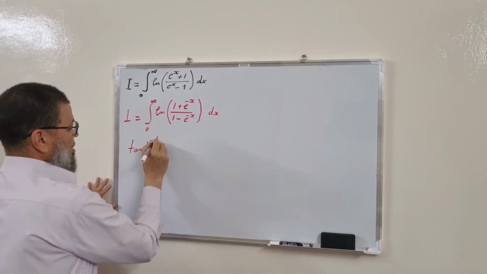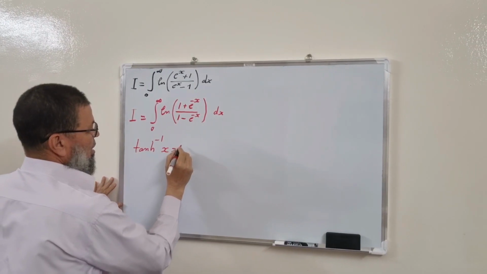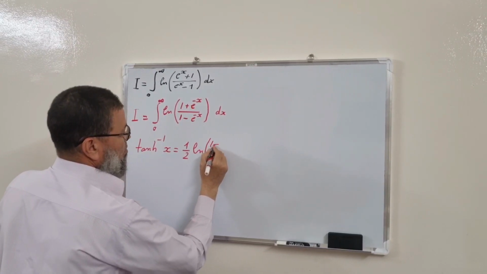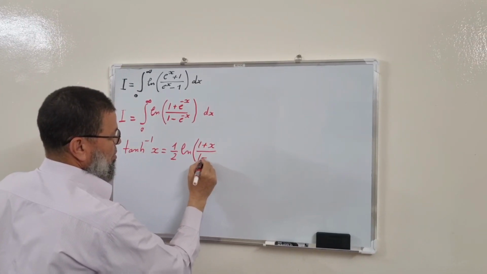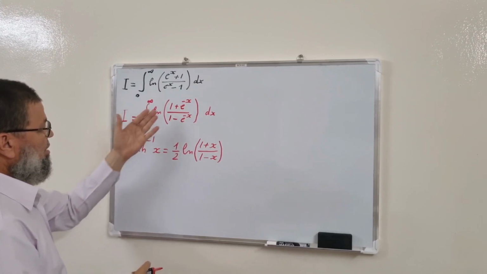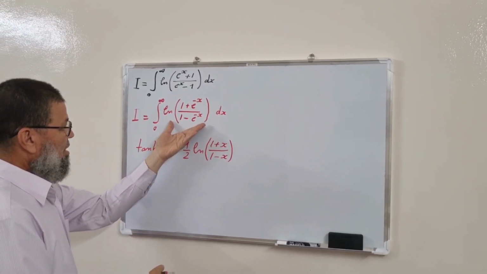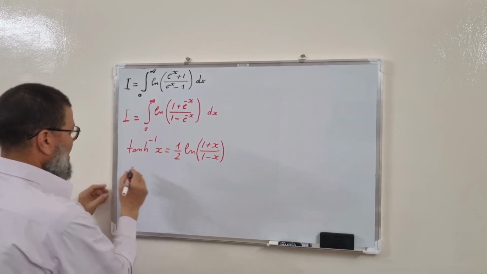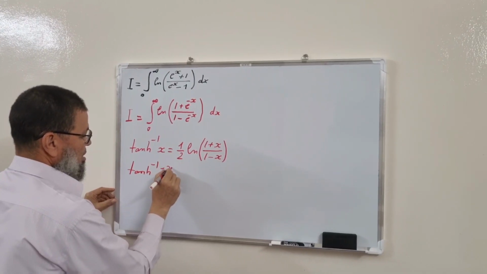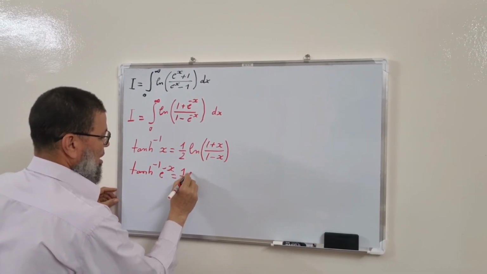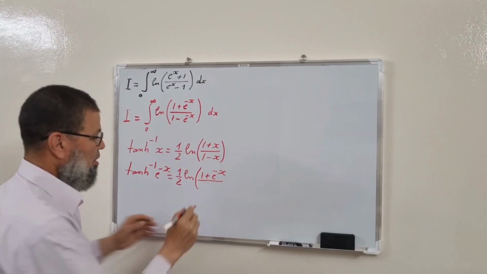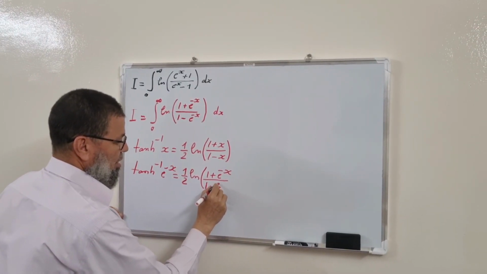Inverse hyperbolic tangent of x equals half natural log of (1 plus x) divided by (1 minus x). That is, this integral is the inverse hyperbolic tangent of e^(−x), which equals half ln of (1 plus e^(−x)) divided by (1 minus e^(−x)).